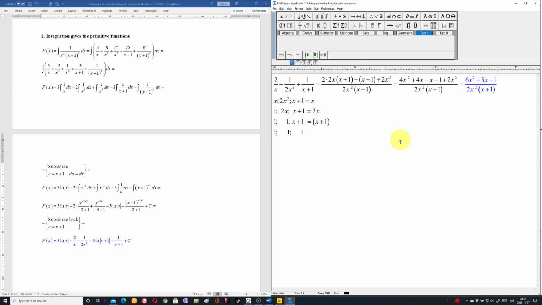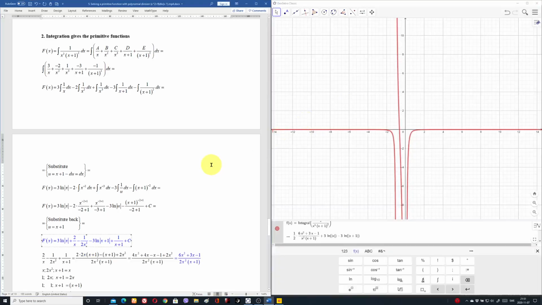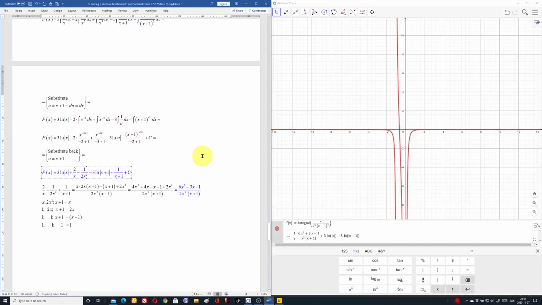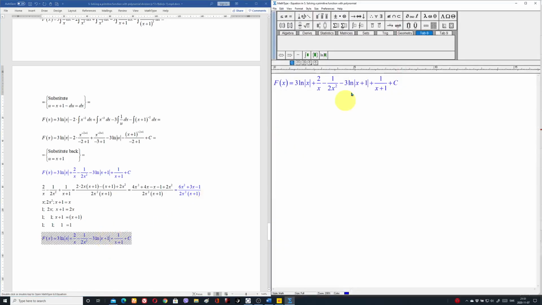Let me put 1 is equal 1. Okay, so now let me check. Let me copy this one here. I will put down. So now I will cancel this one here, and this one here. But I will put this one here for.